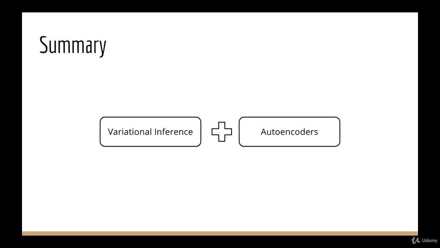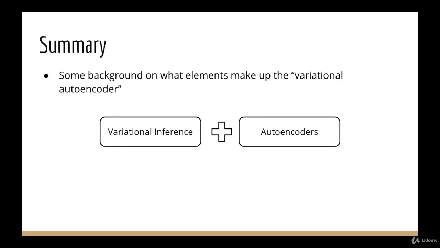So that's just some background on what elements combine to give us variational autoencoders. It takes one thing we know about, autoencoders, and one thing we probably don't know anything about, variational inference, and combines them together. In the next few lectures, we'll look at the mechanics of training and sampling from a variational autoencoder and an implementation in code.